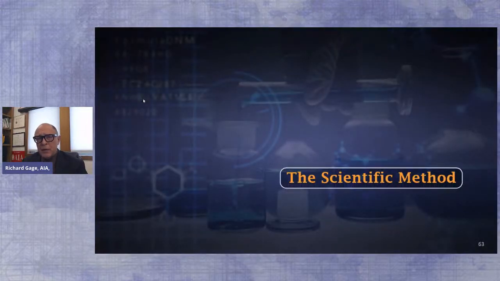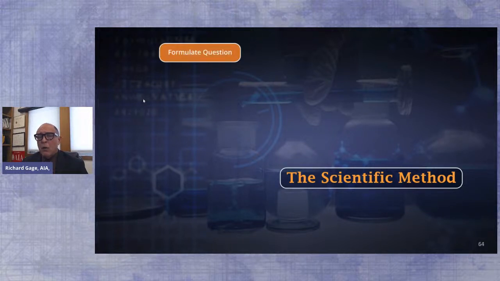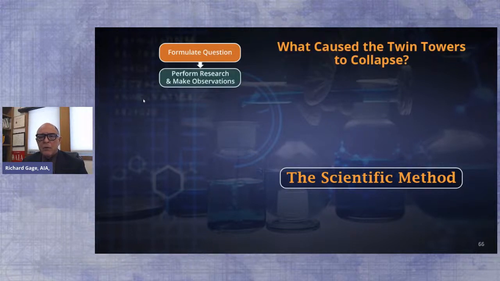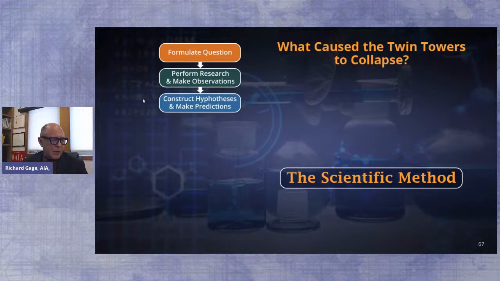So we use the scientific method at Architects and Engineers for 9/11 Truth. What is it? We have a question. How do the towers come down? We do some background research, make some observations, construct a hypothesis. That's our best guess as to how the towers came down. We have, did the jet planes bring them down? And maybe fire, the ensuing fires, or maybe explosions, for which we'll be looking at an awful lot of evidence today.